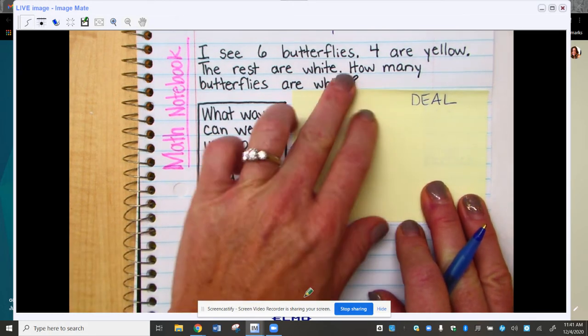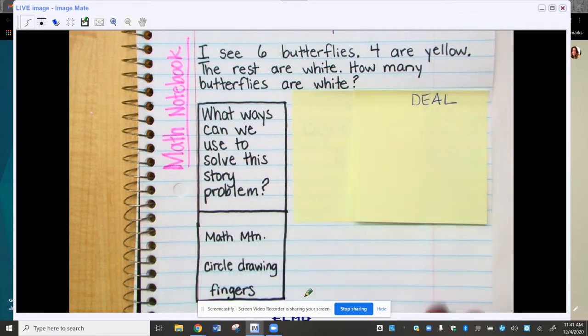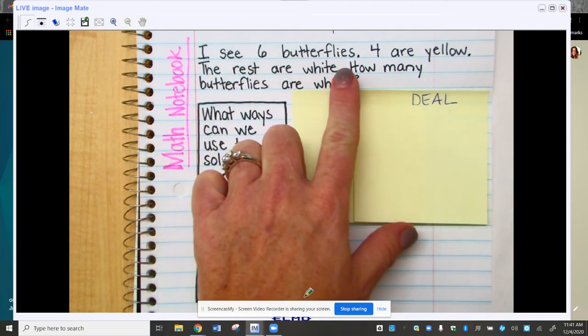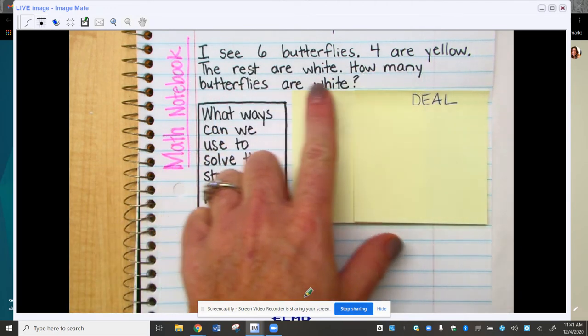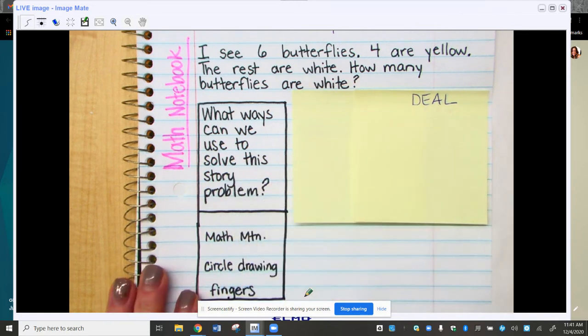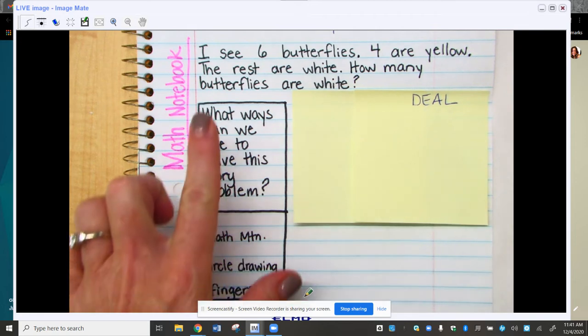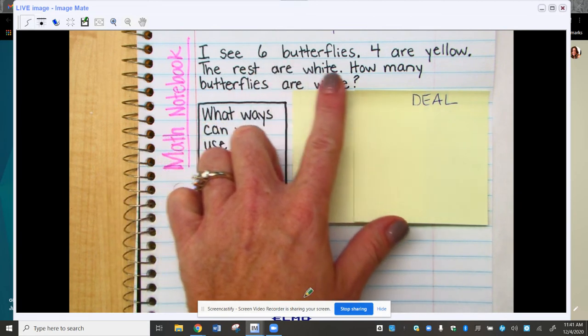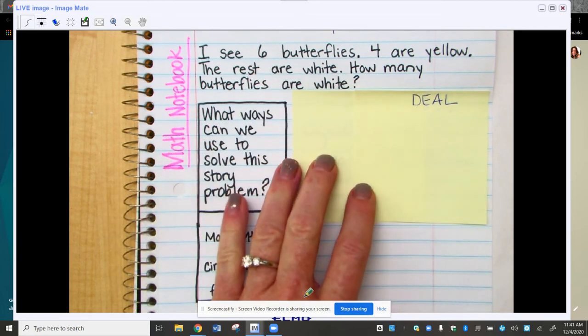Okay, so let's go ahead and try and solve this equation and thinking about its parts. Okay, it says, I see 6 butterflies. 4 are yellow, the rest are white. How many butterflies are white? Okay, so I'm listening to this and I hear certain parts of the equation, but something's missing. So let's identify what we have here. I see 6 butterflies. To me, that sounds like a total.